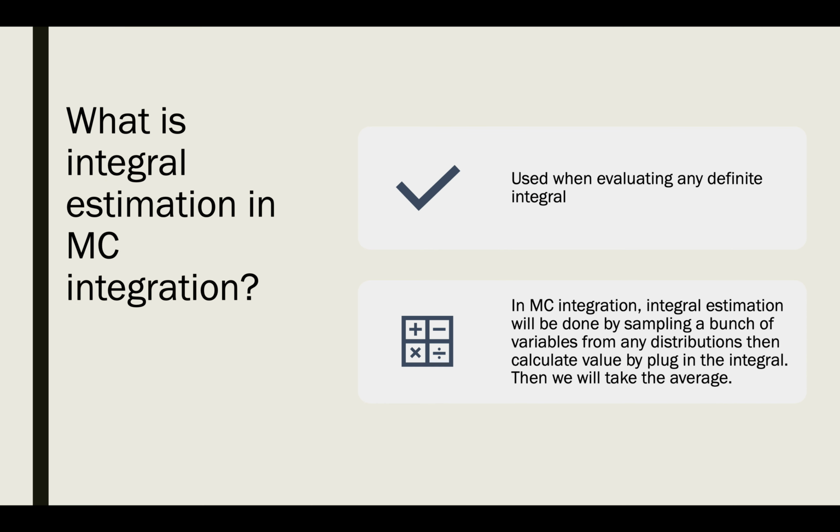And so to answer the question, what is the integral estimation in Monte Carlo integration? First, it's used when evaluating any definite integral. Also, in Monte Carlo integration, the integral estimation is done by sampling a bunch of variables from any distribution that has an area of 1, like a normal distribution or uniform distribution. Then we calculate values by plugging them into the integral, and after that we take the average to get the estimation of the Monte Carlo integration.